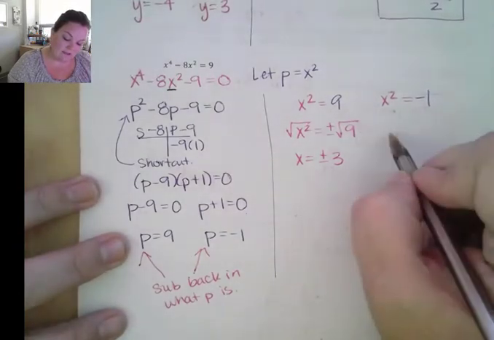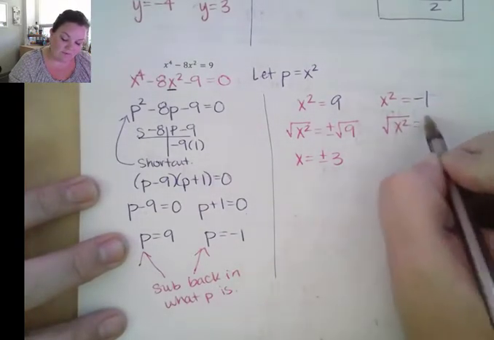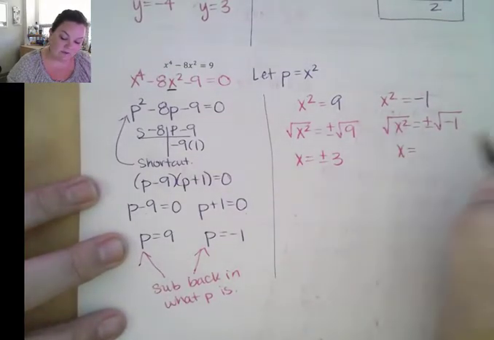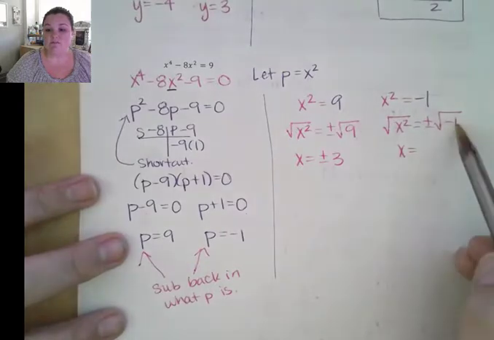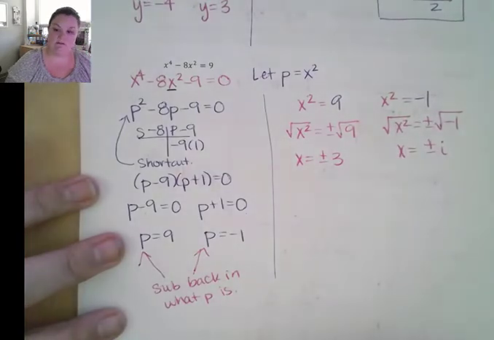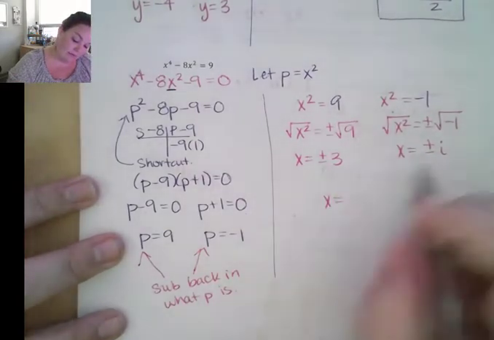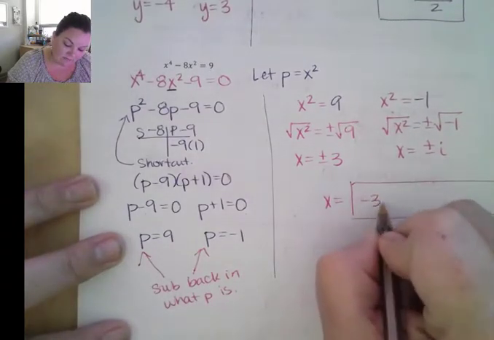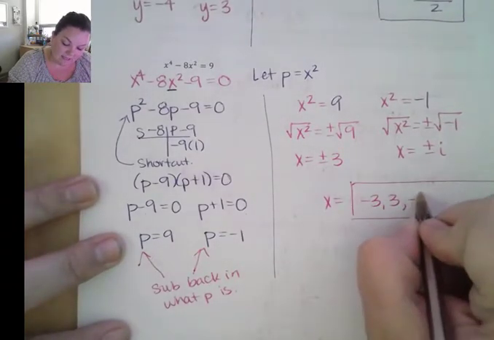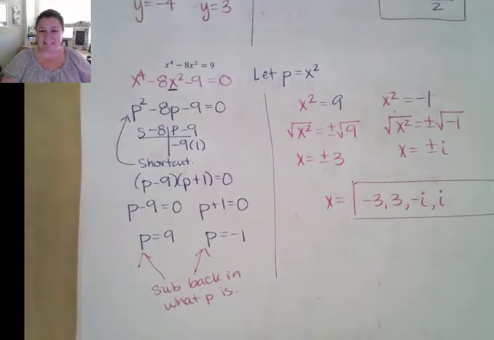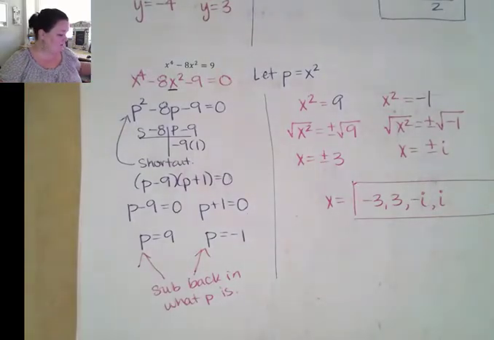And on this one, if I take the square root of x squared, I have to remember plus or minus on the other side. So that tells me that x is equal to, and here, remember the square root of negative 1, that's just i. So I get plus or minus i. So in my math lab, when I enter all my answers into the box, I would do negative 3, positive 3, negative i, positive i. Okay? Kind of makes sense. Maybe not the worst thing you've ever been exposed to in your life.